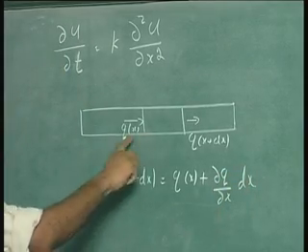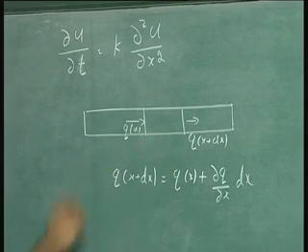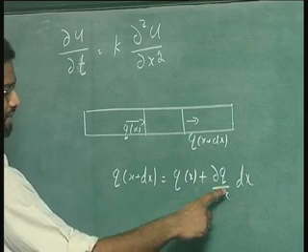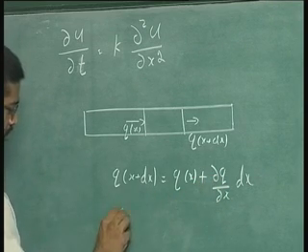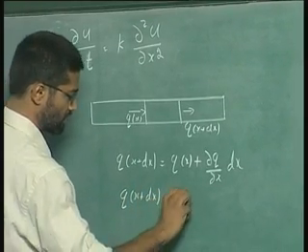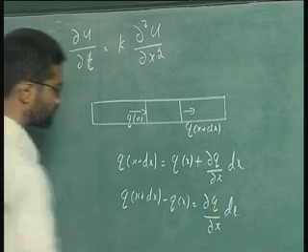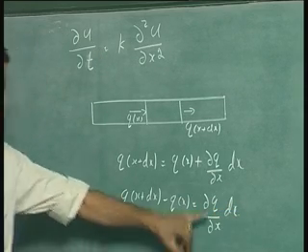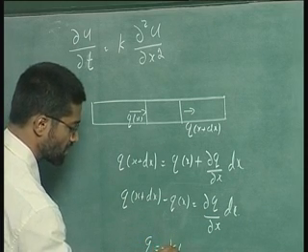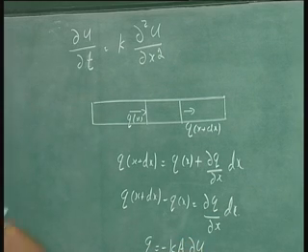So the heat which is retained in this section is qx plus dx minus qx, which is del q by del x into dx. So qx plus dx minus q of x is del q by del x dx. Okay, that's what we have. Now this q itself we know is minus k times A times del u by del x. So substitute that here.